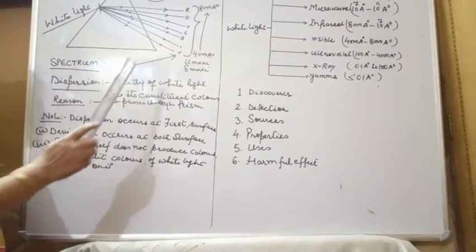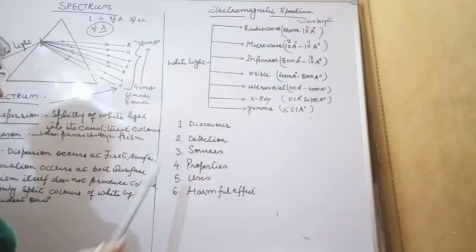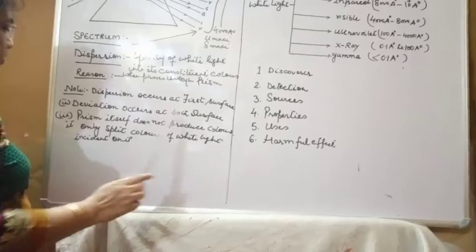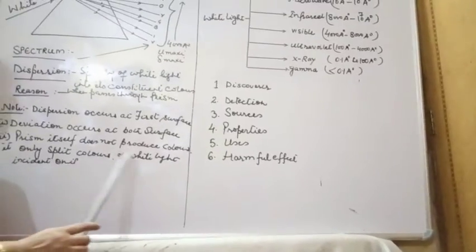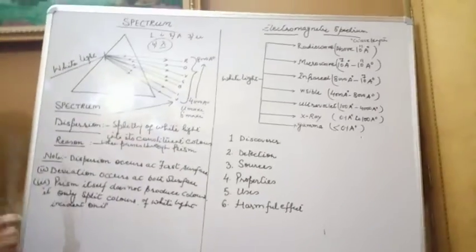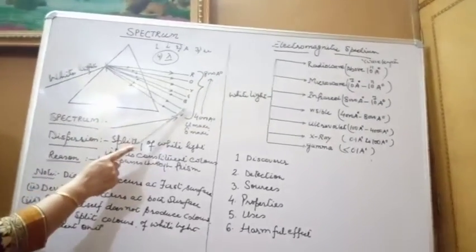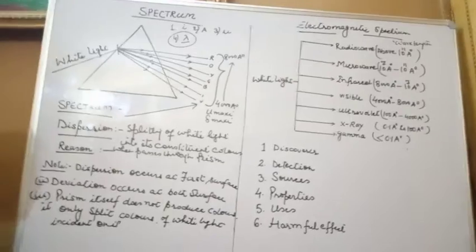Our next topic is electromagnetic, but one thing is left. Third, prism itself does not produce colors, it only splits the colors of white light incident on it. What does it mean? It means the prism only splits the colors, itself it will not produce any colors.